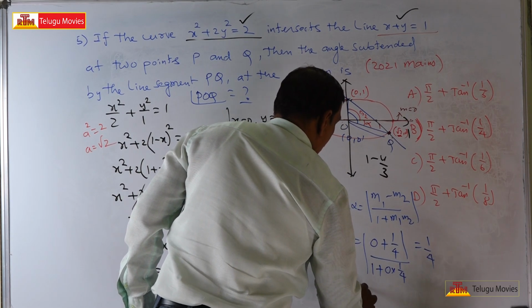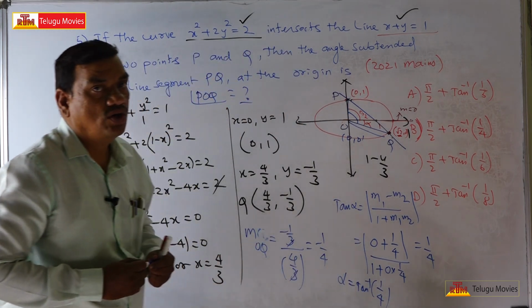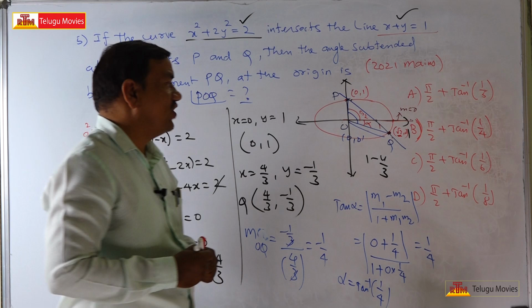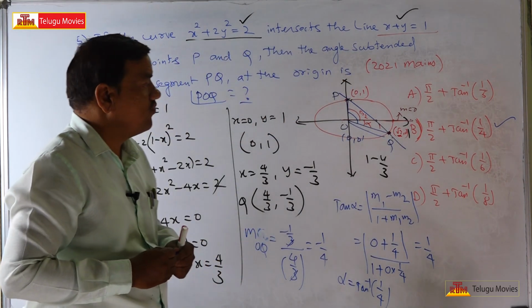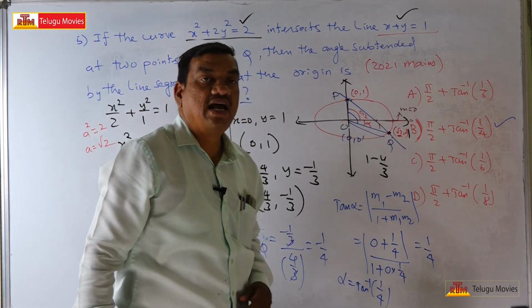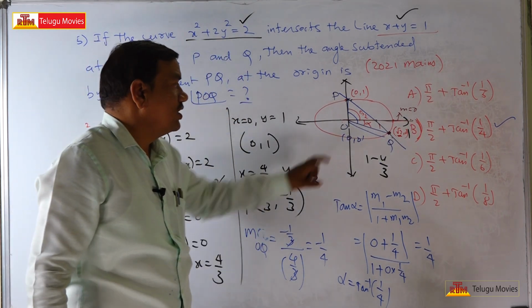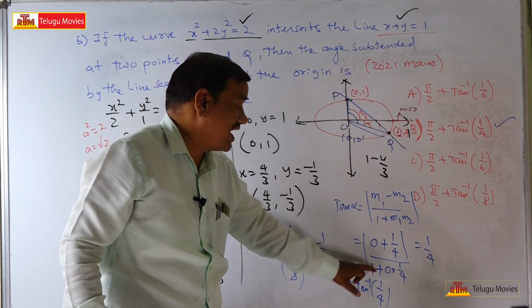Therefore alpha is equal to how much did you get? Tan inverse of 1 by 4. So if you observe, your answer is pi by 2 plus tan inverse of 1 by 4. Understand? This is pi by 2 and this extra angle alpha is equal to tan inverse of 1 by 4.